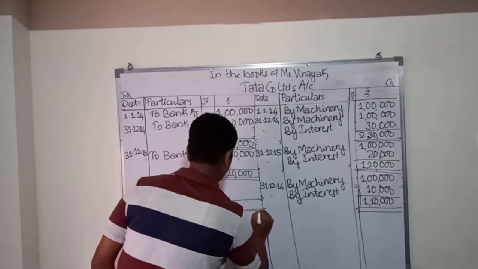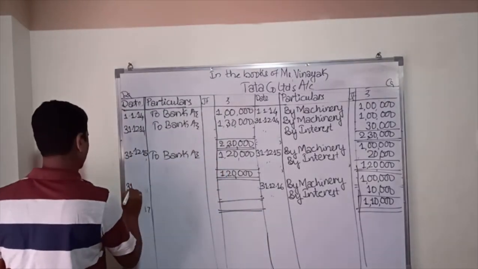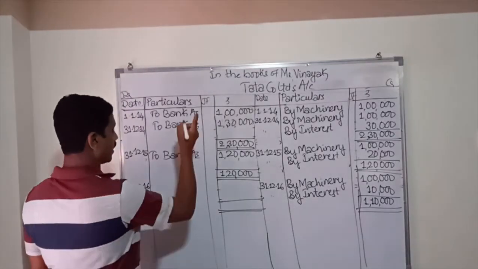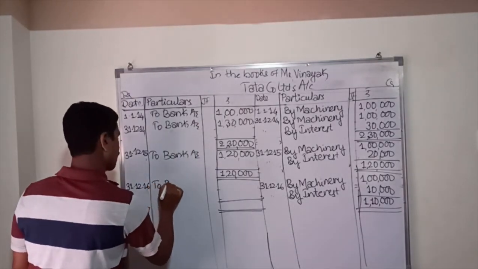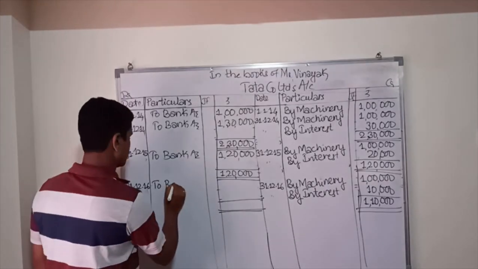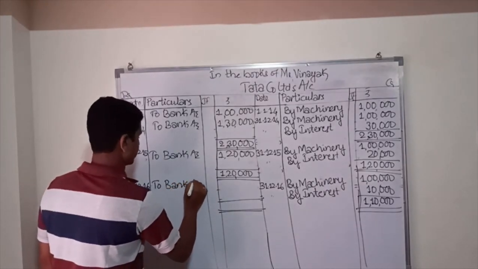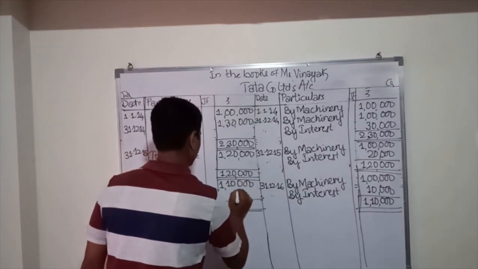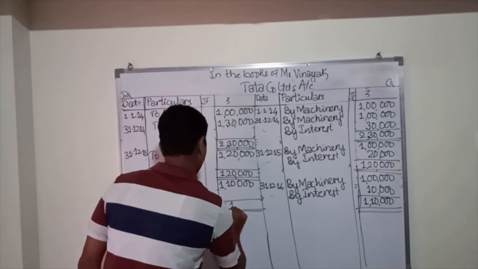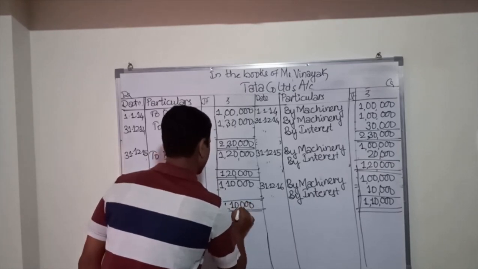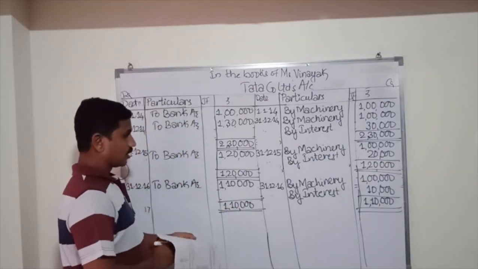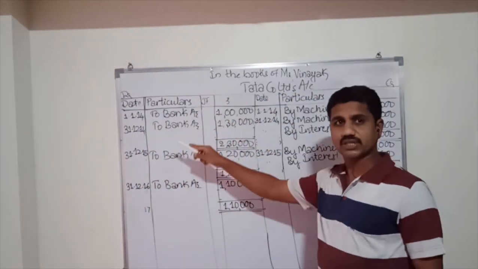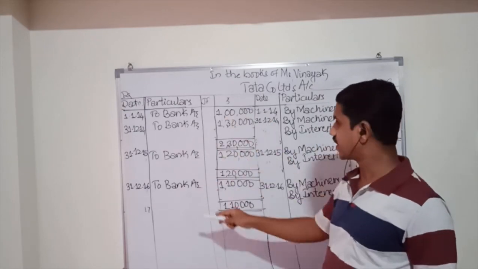So this installment is paid on 31st of 12/16. Then the entry will be Tata Company Limited account debit to bank account only. The same journal entry we need to pass. So 1,10,000 here. So this account gets balanced. So this is how we should prepare the personal account of the hire vendor here.